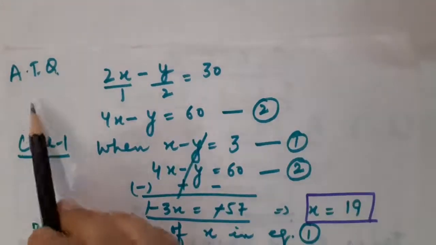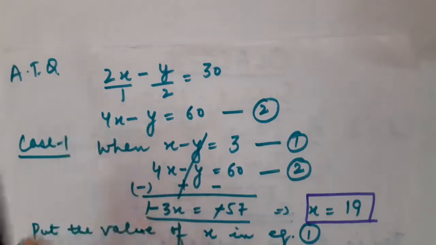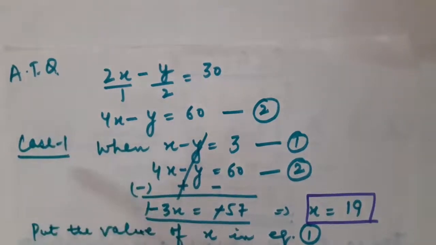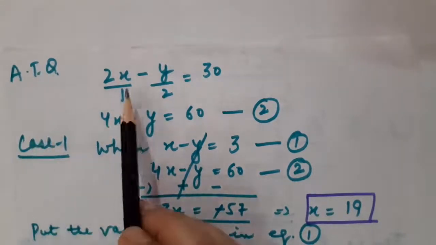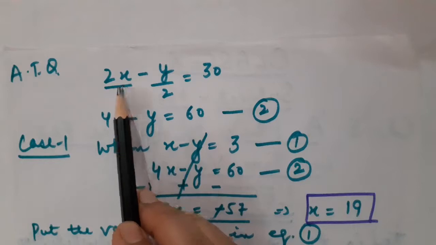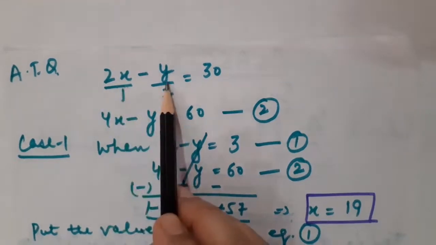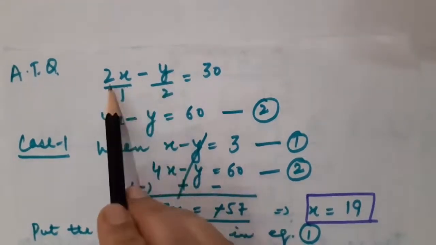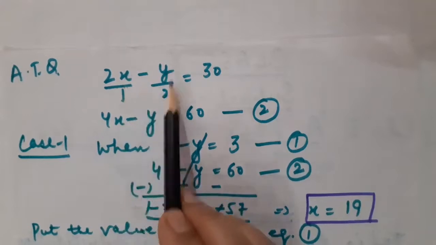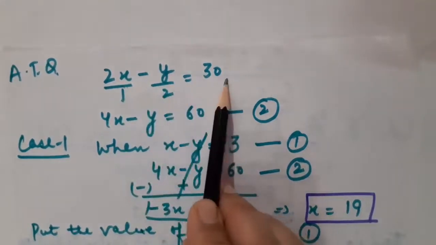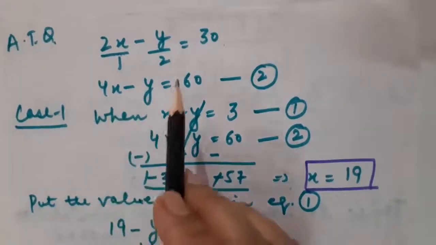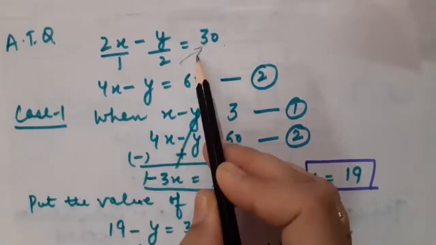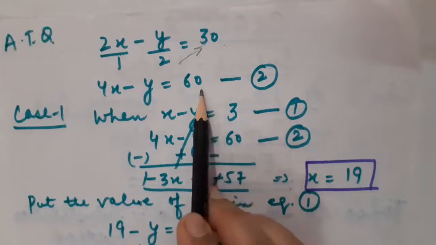Now children, according to the question, the difference between the ages of Kathy and Dharam is 30 years. You know that Dharam is the father of the child. Fine. So definitely the age of the father will be more than the sister of the other child, right? So I have written 2x minus y upon 2 is equal to 30. After taking LCM, children, I have got 4x minus y is equal to 60.